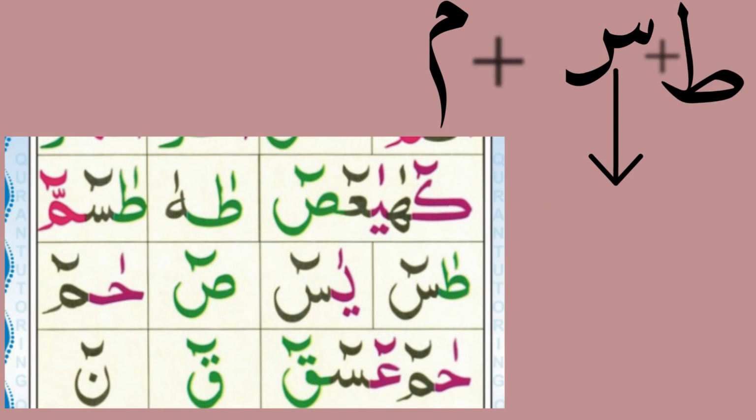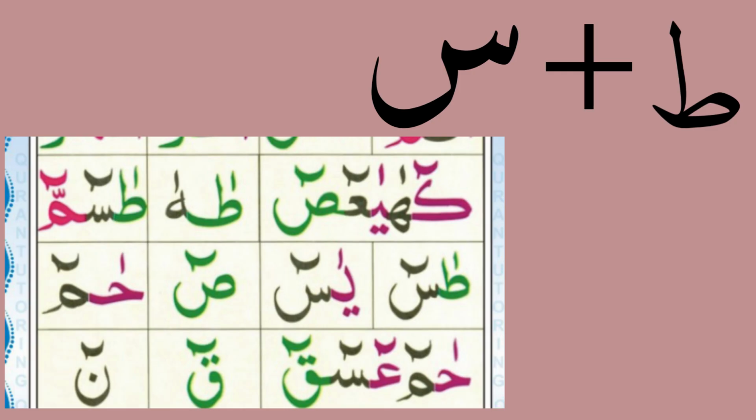Okay, the next letter is Ta Seen. Ta is stretching up to 2 counts. Seen is stretching up to 5 to 6 counts. Please repeat after me.